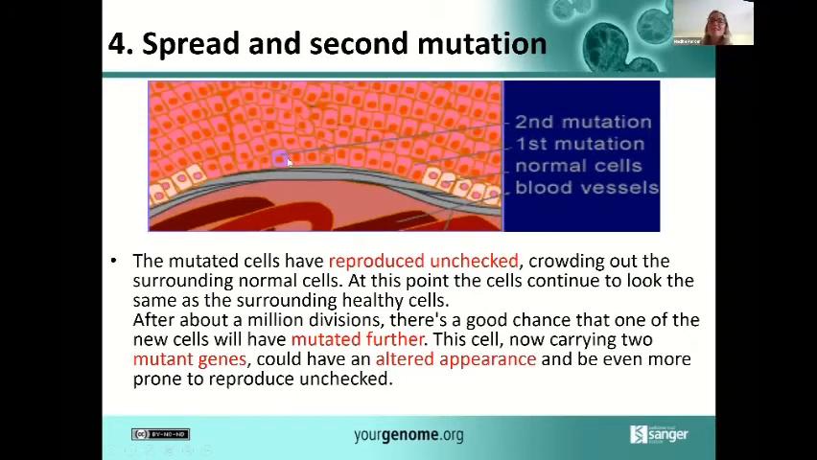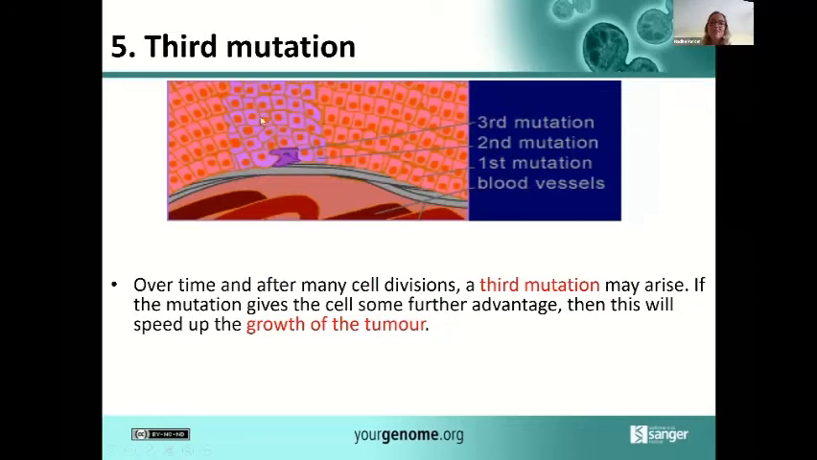But then another cell could get a second mutation. So at the moment, these mutated cells aren't causing any problems. They're not cancerous yet. But this one has now mutated again. And that mutated cell is starting to grow into a tumour.